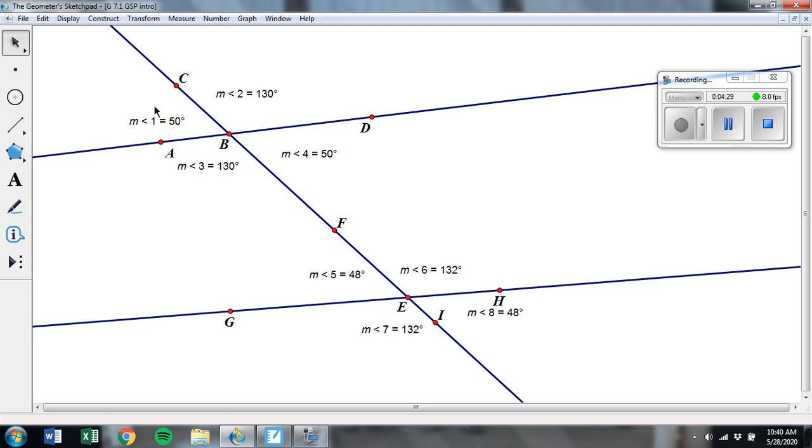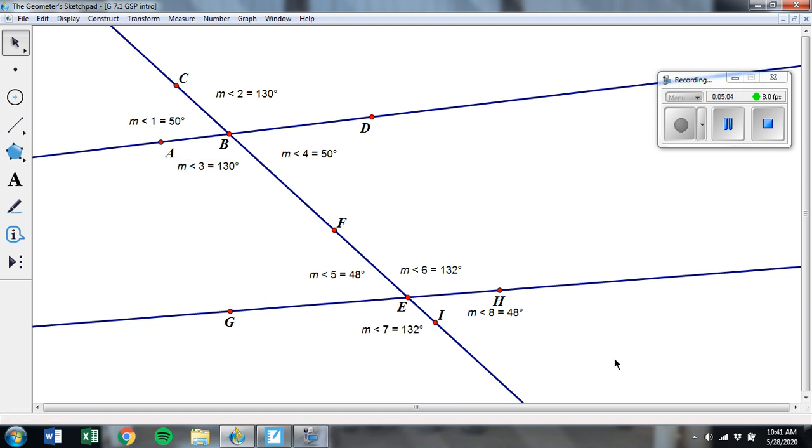So think of angle 1. Angle 1 is sort of in the top left, or maybe northwest part of this 4. Which one down here is in the same seat or position as angle 1? That'd be angle 5. They're both in the top left. So those are what we call corresponding angles. 2 and 6 are corresponding. They're both in the top right section. 4 and 8 are corresponding, bottom right. And 3 and 7 are corresponding. So those are the 4 pairs.